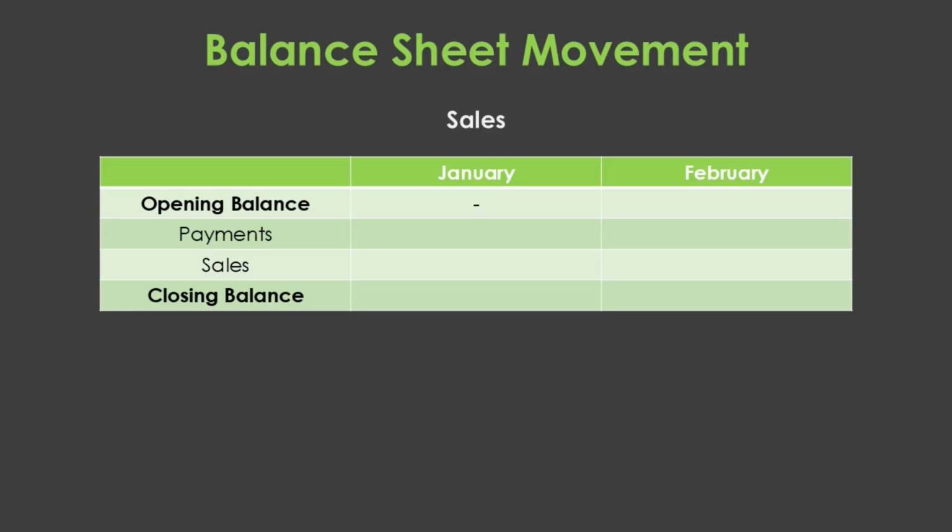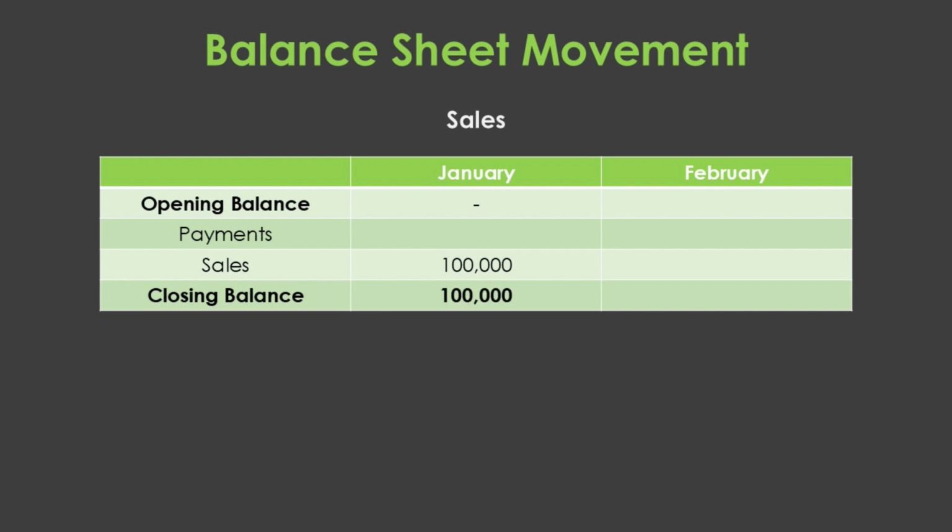Let's start with the concept of how sales have an effect on the accounts receivable movement. If you can imagine your accounts receivable opening balance was zero, if your sales were 100,000 for January, your accounts receivable balance at the end of January would be 100,000 as well.